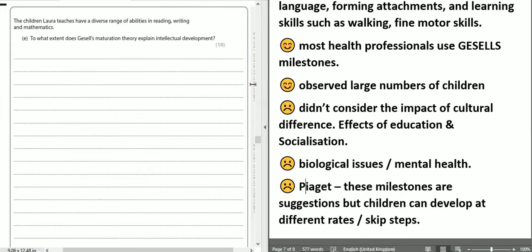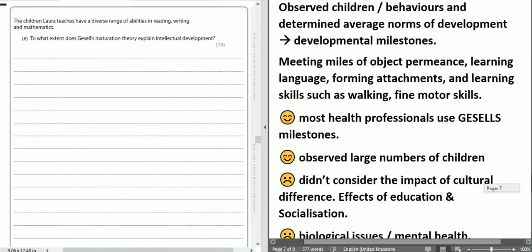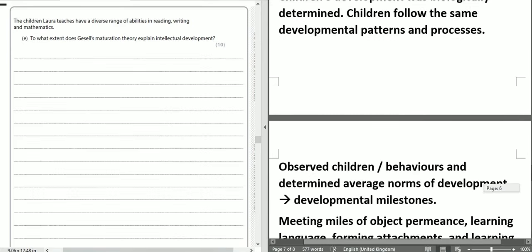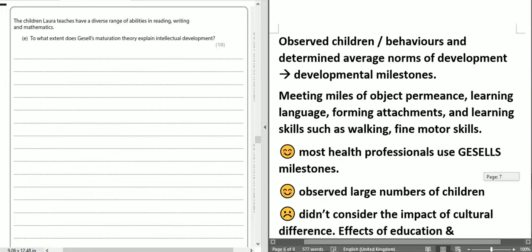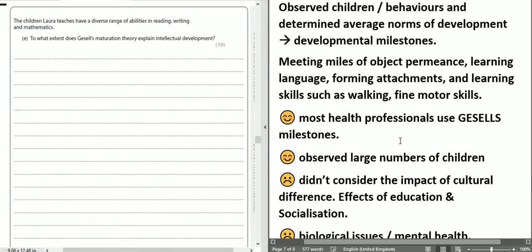As I say, I try to think about the pros and cons of using it, but this is a to-what-extent question. So to what extent does Gesell's maturation theory explain intellectual development? It is useful because of the milestones idea. He did observe lots of children, so he can help to explain intellectual development. But then there are some of the problems, maybe the ways he doesn't help explain intellectual development. As I say, intellectual development does seem to be a common theme within this paper, particularly having those questions earlier on Piaget.